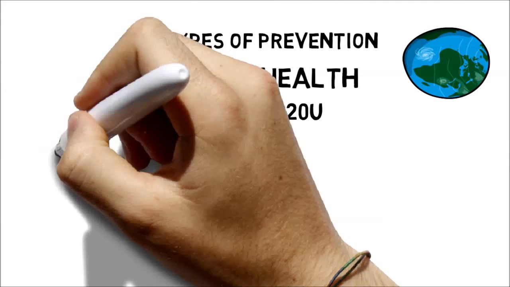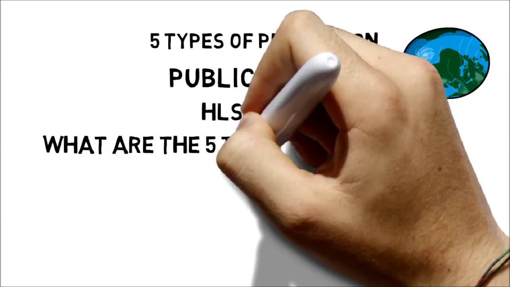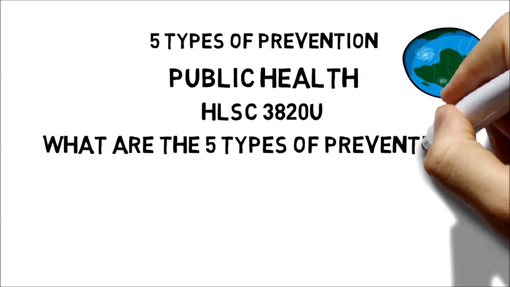The Public Health Agency of Canada is responsible for public health responses. Health prevention is grouped into 5 categories, which are primordial, primary, secondary, tertiary, and quaternary prevention.